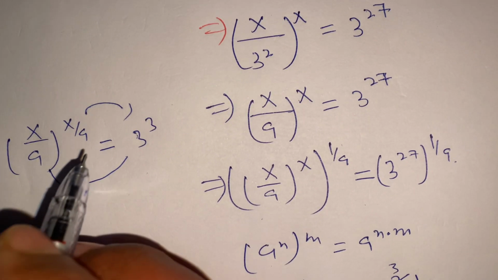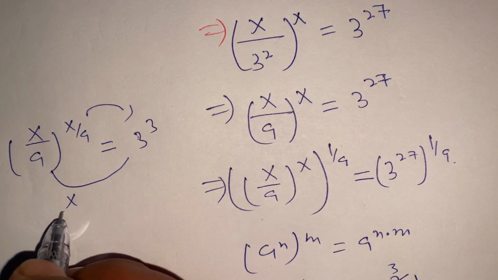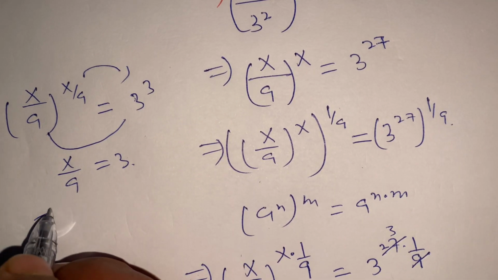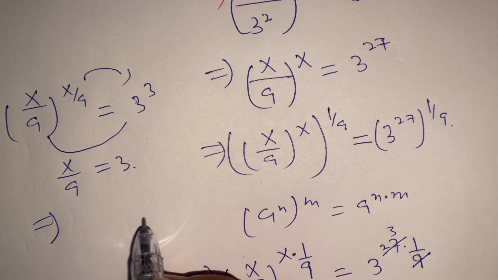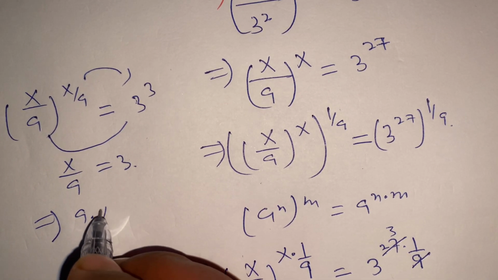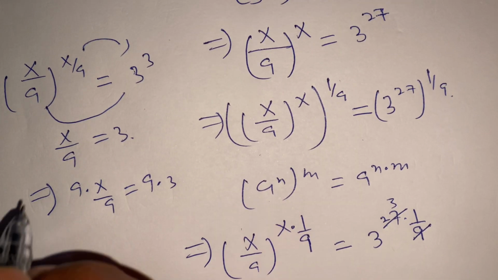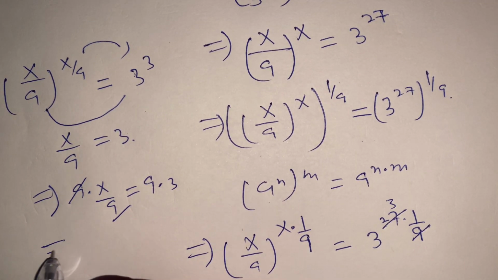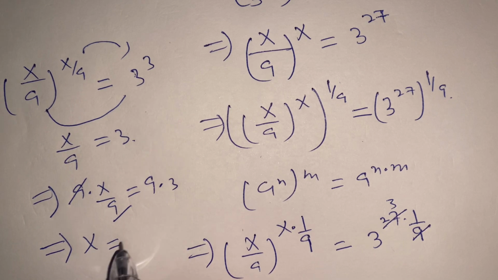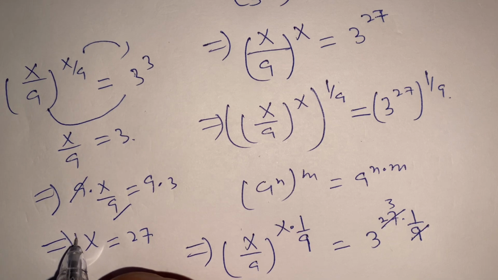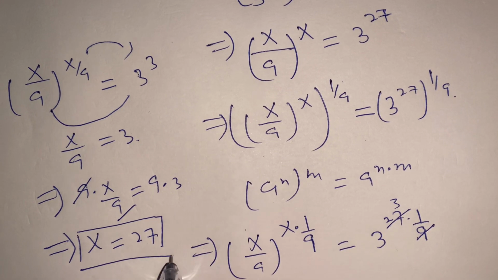On comparing base to base, we get x divided by 9 is equal to 3, which implies, on multiplying both sides by 9, we get 9 times x divided by 9 is equal to 9 times 3, and now we can cancel out this 9 by this 9, which implies x is equal to 9 times 3, which becomes 27. Thus the required value of x is equal to 27.